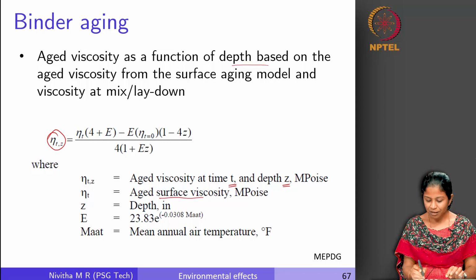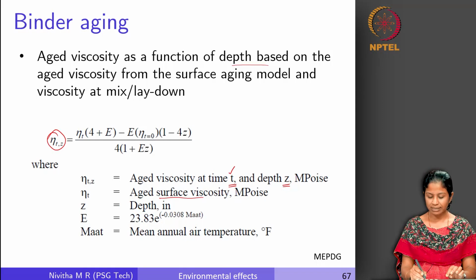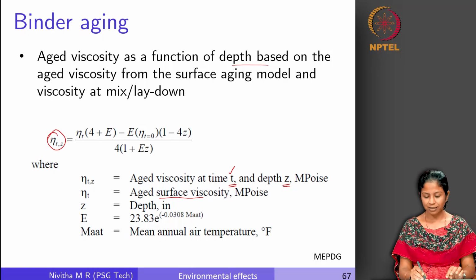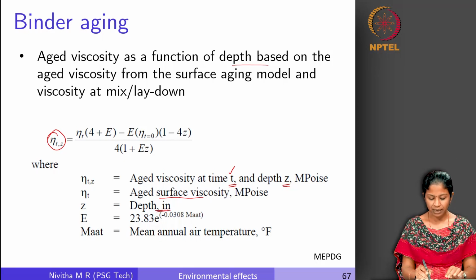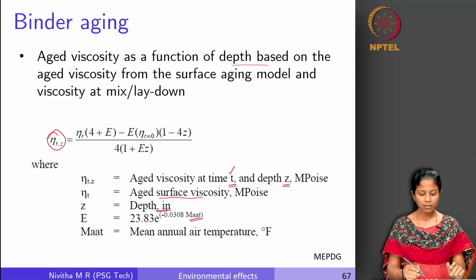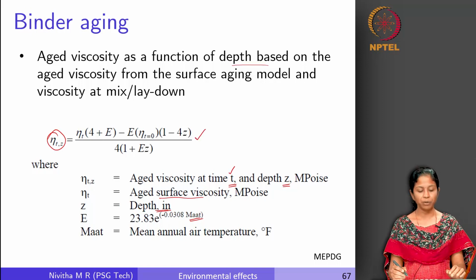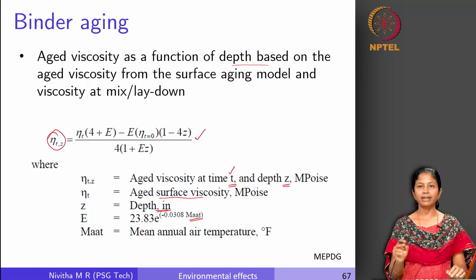It is the aged surface viscosity. At what time do I calculate the surface viscosity? The same thing I use here, aged surface viscosity, and the depth in inches. It also has an E value which depends on mean annual air temperature. So, based on these parameters and using this equation, I will be able to compute the viscosity at a particular depth for a given time, right. So, this is the viscosity depth model that is used.